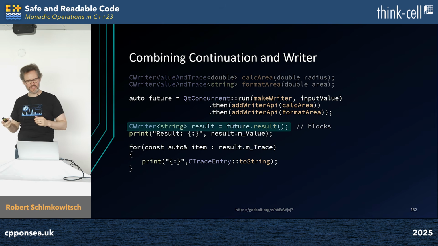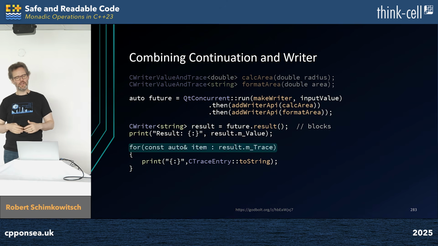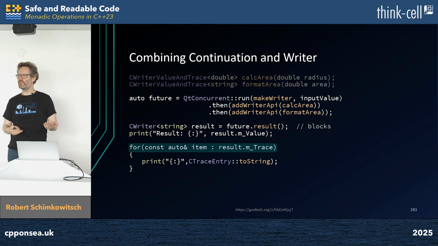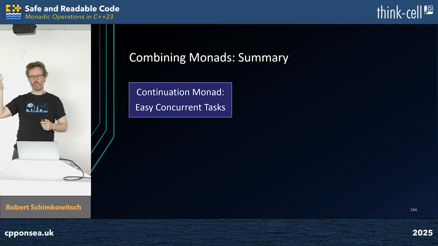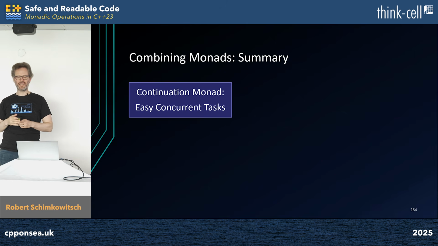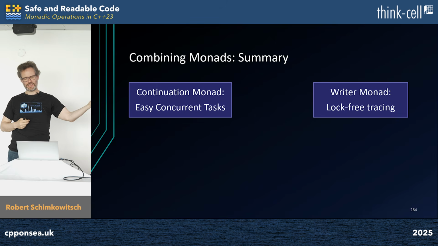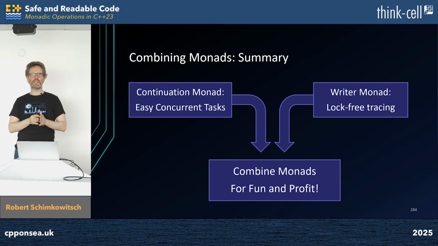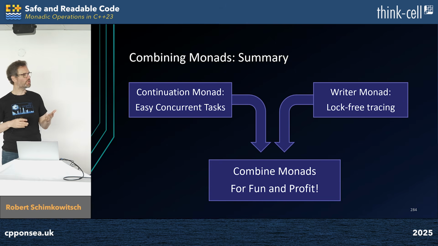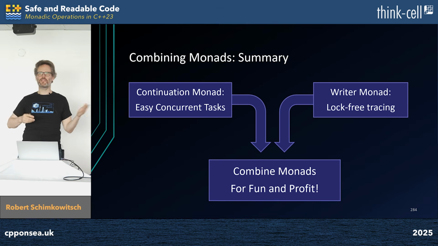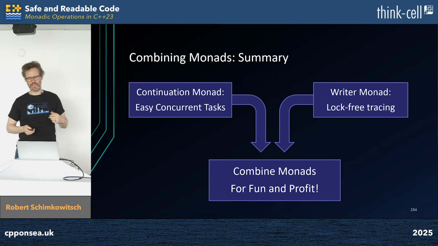And we do the same for the last stage. And the result is a CWriter string, the string being our result. And again, I can loop over the trace information and do something with it. So on the one hand, you have the continuation monad, which allows you to easily offload tasks into threads. On the other side, you have the writer monad, which allows lock-free tracing. And when you combine them, you get lock-free per pipeline tracing concurrently. Of course, you can also use the writer monad in other monads with expected, optional, ranges views if you want to know exactly what's happening inside your pipeline.